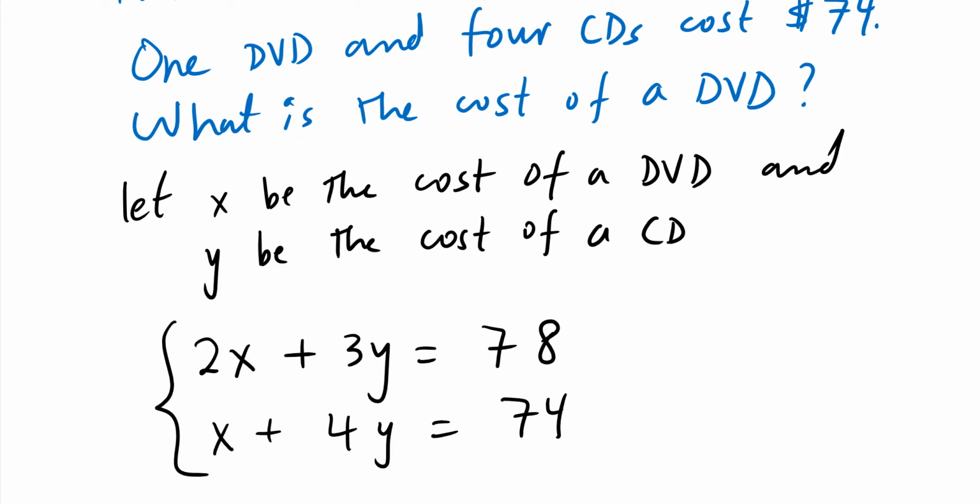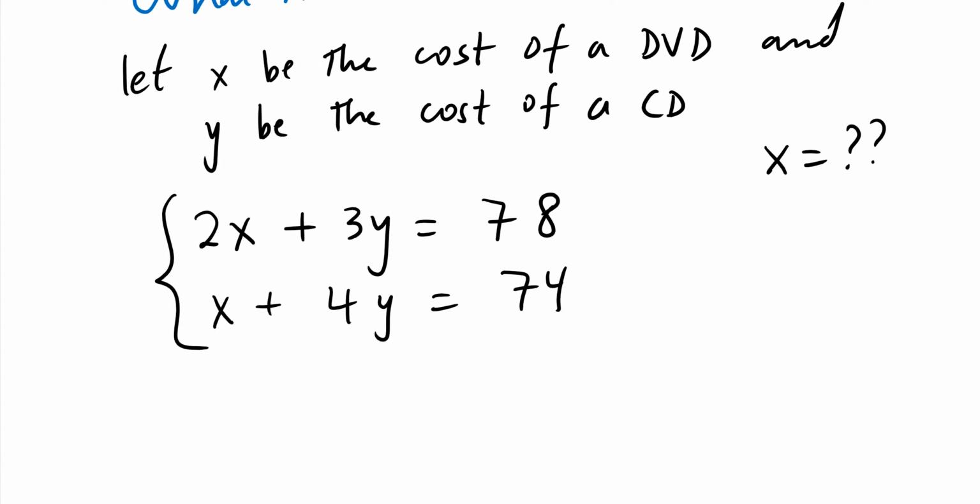Now, what do we need to do here? They asked, what is the cost of a DVD? So they're asking, what is X? There are many ways to finish this problem. If you want to get X, you eliminate the Y. But what can I multiply the top by to eliminate it with 4? There's nothing, unless you want to use fractions. What about the bottom? Multiply by what to eliminate the Y's? Nothing.